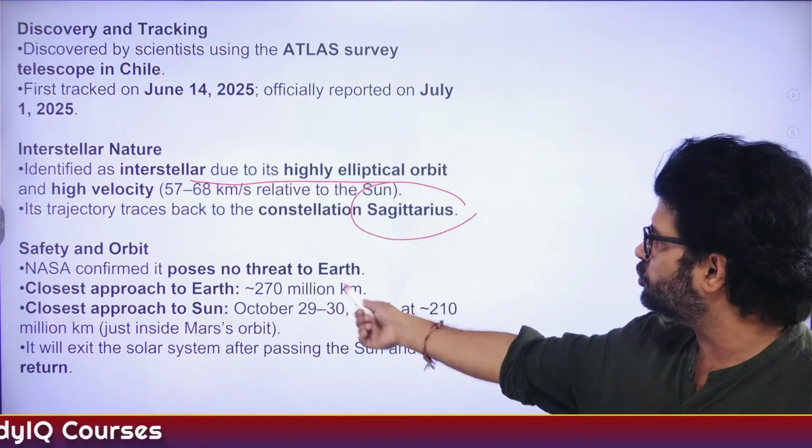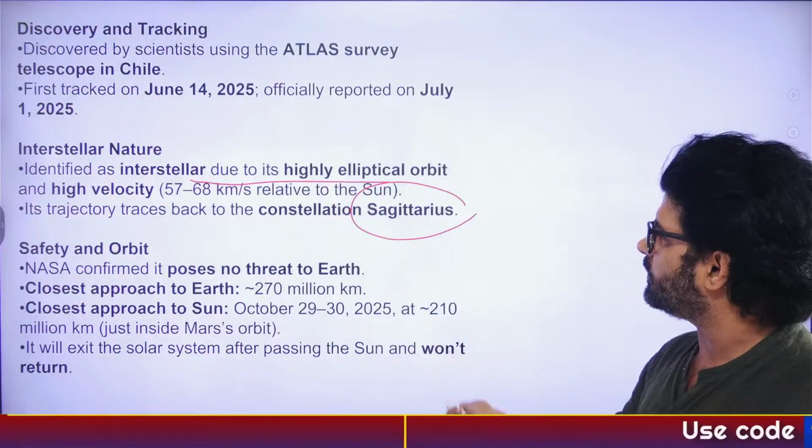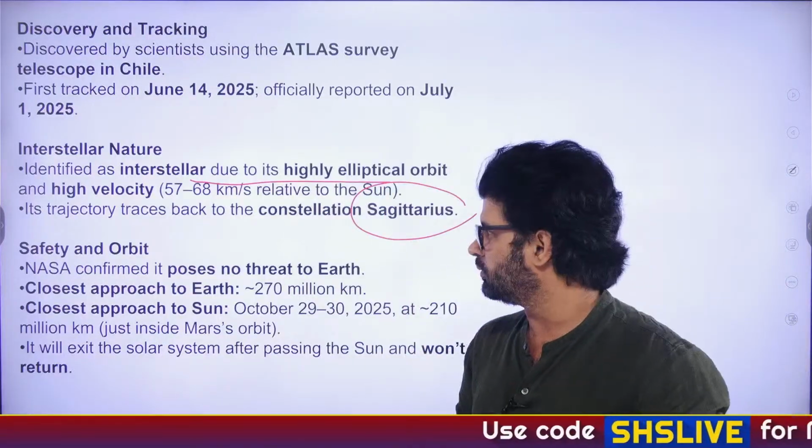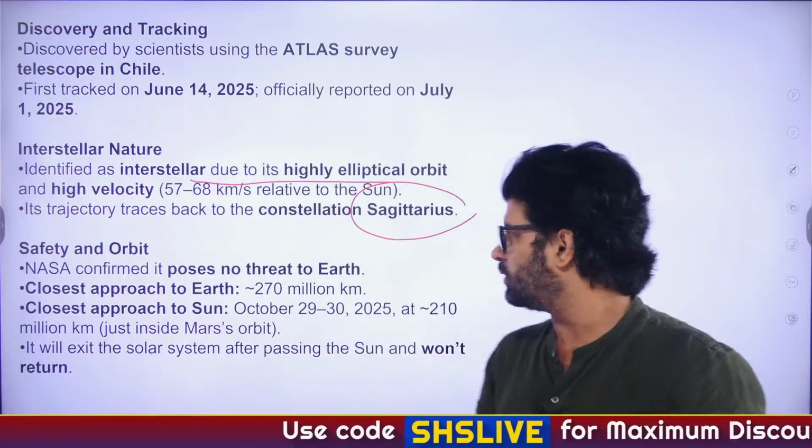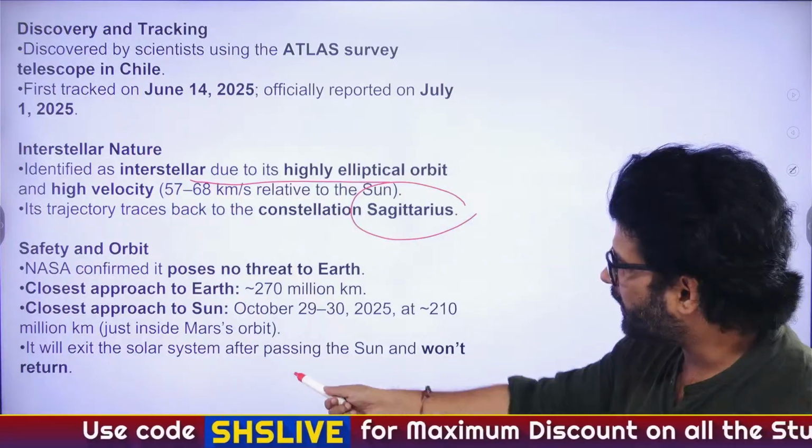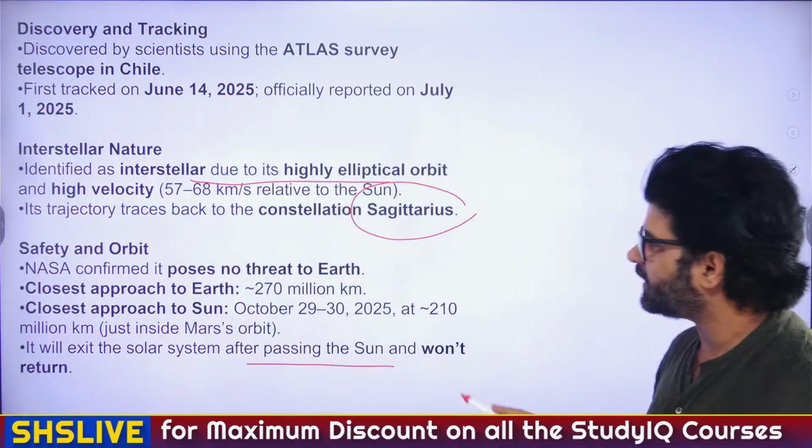NASA confirmed it poses no threat to Earth. It will not strike, meaning it will not come and hit Earth and kill us like the dinosaurs. Asteroid. Okay, let's focus here. It will exit the solar system after passing the sun and won't return.